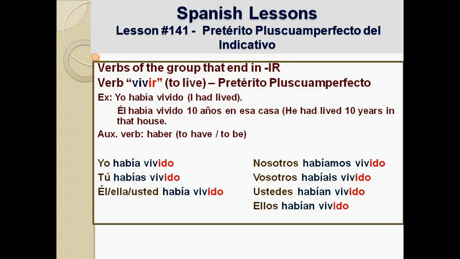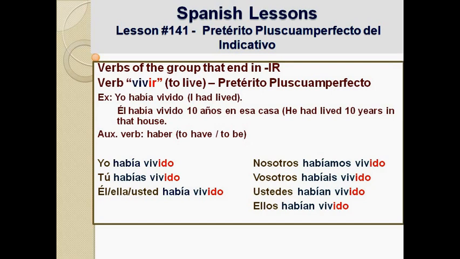Ustedes habían vivido. You had lived. Again, the plural you. And ellos habían vivido. They had lived. So you can see here how only the auxiliary verb changes, right?